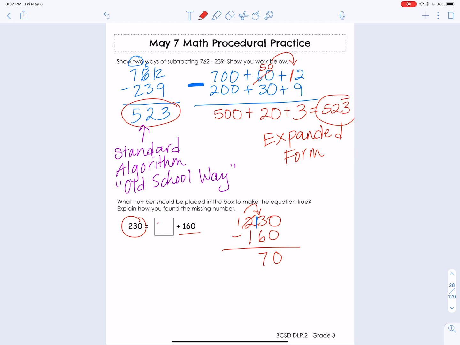If I put the 70 there, I'm just going to double check it real quick. 160 plus 70, 0, that's a 13 right there. And 230 indeed. All right, just in time because my daughter needs me.